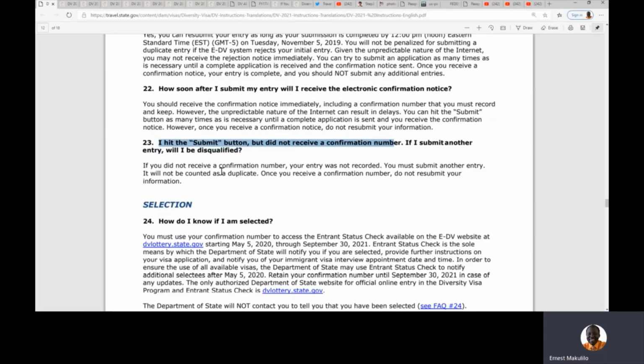Make sure you have the confirmation number. If I hit the submit button but do not receive the confirmation number, and I submit another application, will I be disqualified? If you did not receive a confirmation number, your entry was not recorded. You must submit another entry. It will not be counted as a duplicate. Once you receive a confirmation number, do not resubmit your information. The application is considered successful when you get the confirmation number.